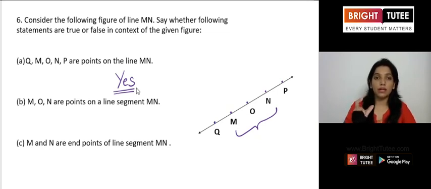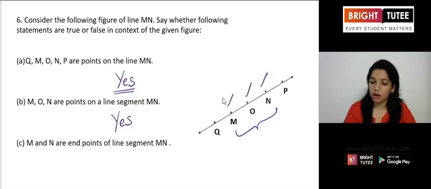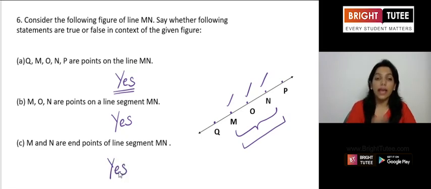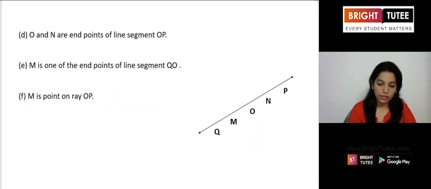From M to N, they are saying M, O and N are these 3 points on the line segment MN. Again, the answer is yes. Clearly, M, O and N are on the line segment MN. Now the last one: M and N are end points of line segment MN. So the answer is again yes. They are the end points of the line segment MN. Now I hope this is clear. Let's move to the next question.